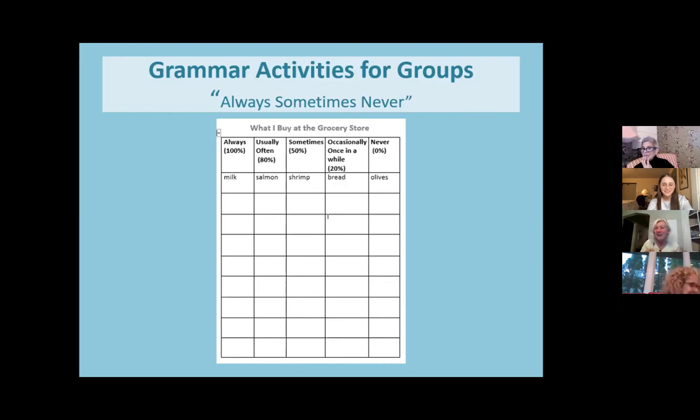Okay, all right, great. So again, there's repetition of grammar, but each student is getting the opportunity to say something slightly different, right? And it's kind of fun because we find out what people like to buy or don't like to buy and eat. And the students learn a lot of vocabulary. So now, how could we use this same format to talk about different things? What else could we talk about using this always, sometimes, never grammatical structure?